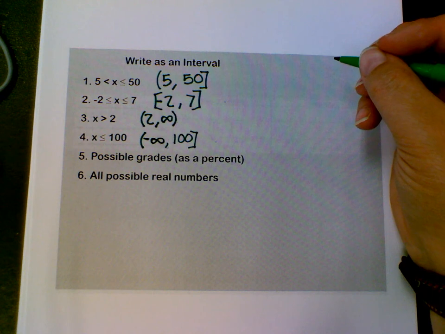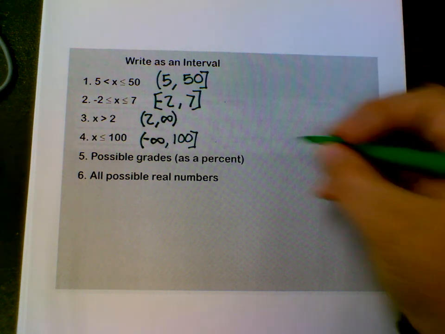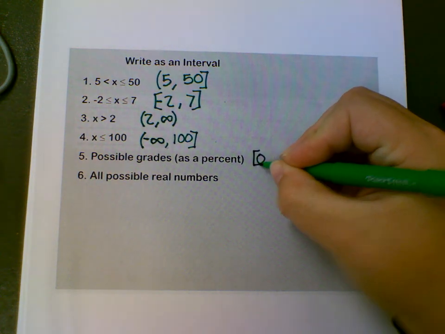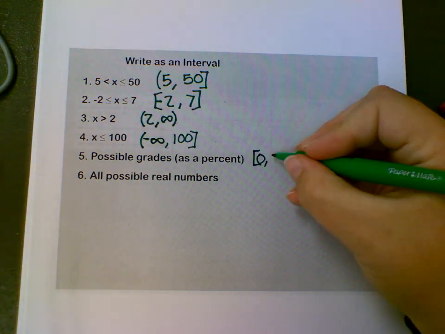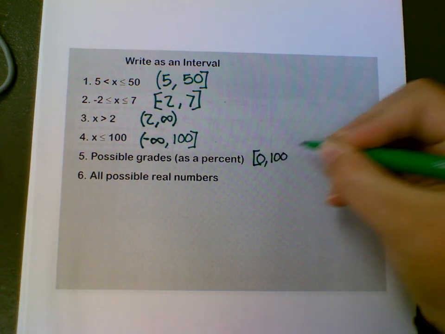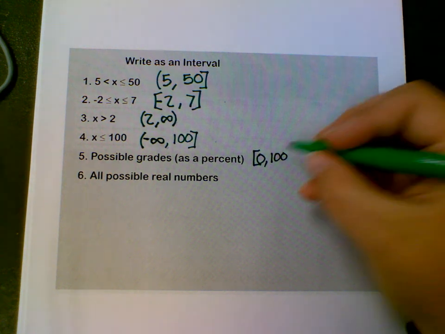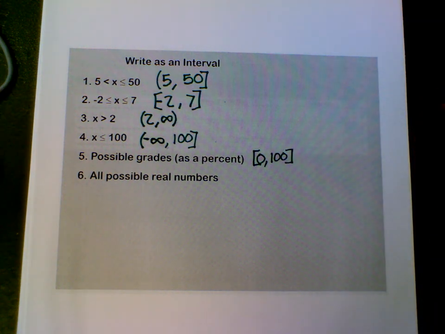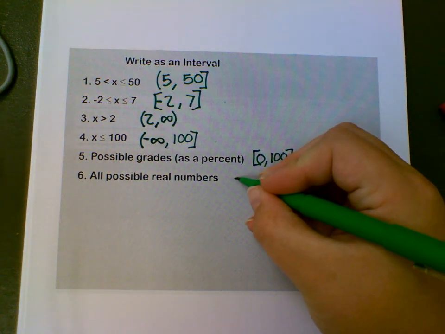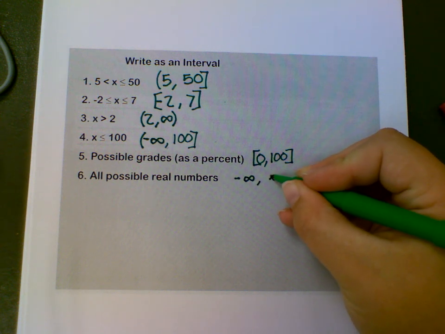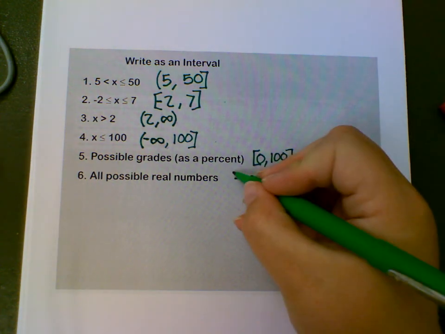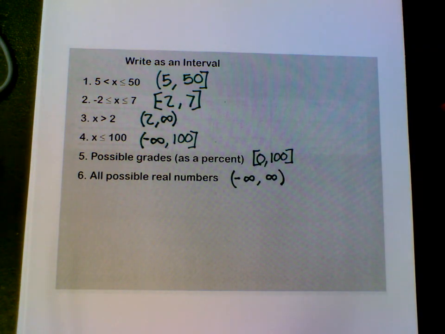Our possible grades as a percent. Well, the lowest possible grade you can get is 0, and you can actually get a 0. It's just very difficult. And the highest possible grade you can get, it actually maxes out at 100. Is it possible to actually get 100? It sure is. And then all possible real numbers. Well, the smallest real number is negative infinity, and the biggest real number is positive infinity. Those are never included, so we use 2 parentheses.